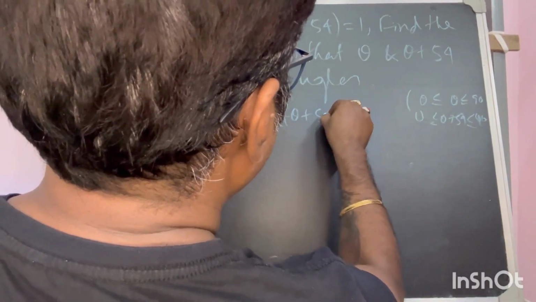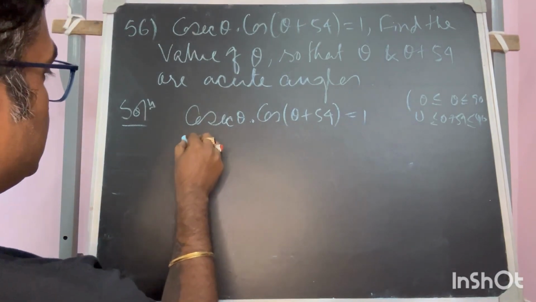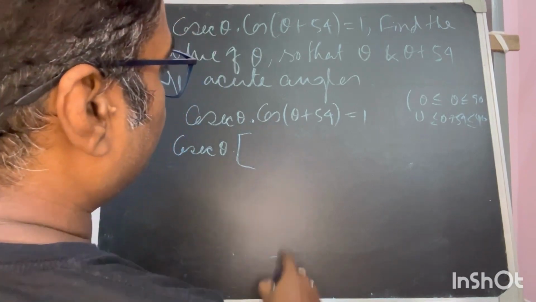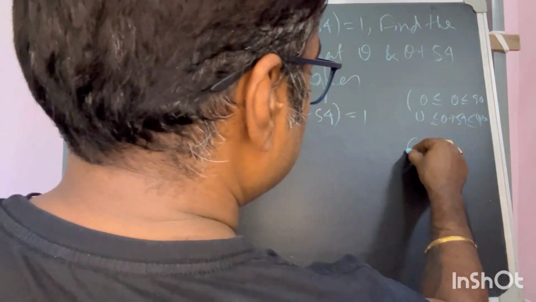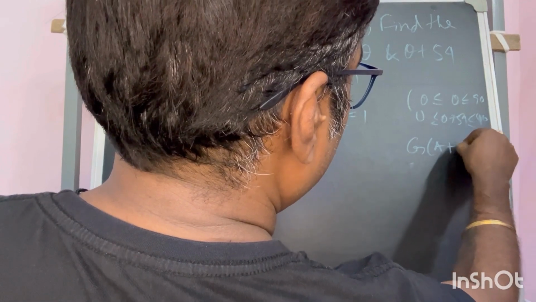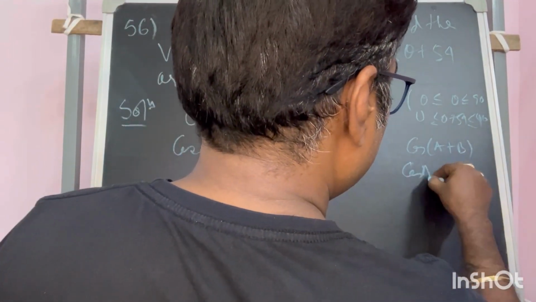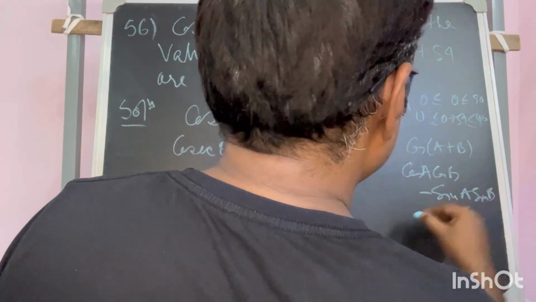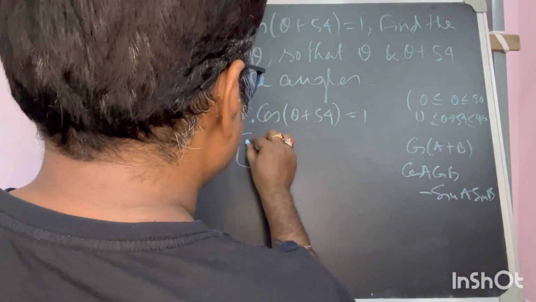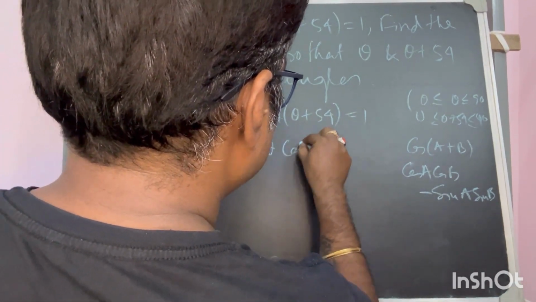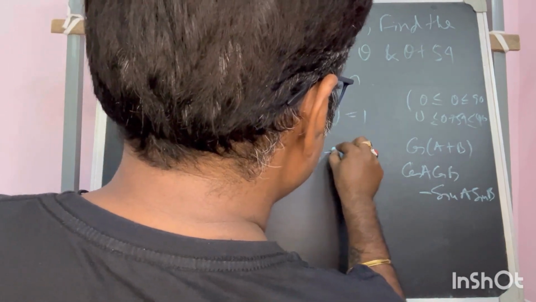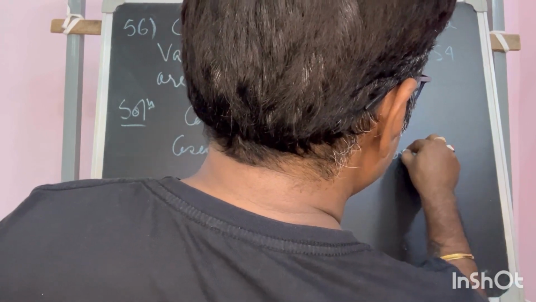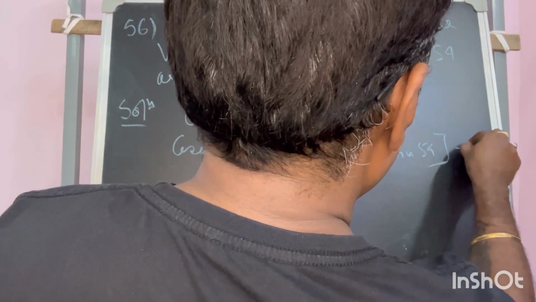So let me expand it. This is nothing but cosec theta, I will keep it as it is. Cos I will break into the formula: cos of (a plus b) formula. What is that? Cos a cos b minus sin a sin b, as you know, that I have already proved for you. So there, cosec theta into (cos theta into cos of 54 minus sin theta into sin 54) whole bracket equal to 1.